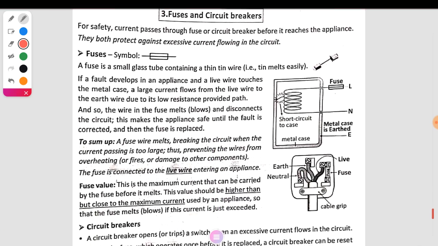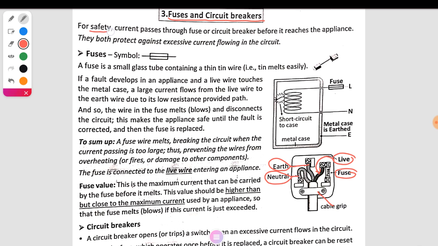Now we study the fuse and circuit breakers. This side is the earth. This side is the neutral wire. This is the live wire. These are the three types of wires. This is the plug. This is called the fuse.